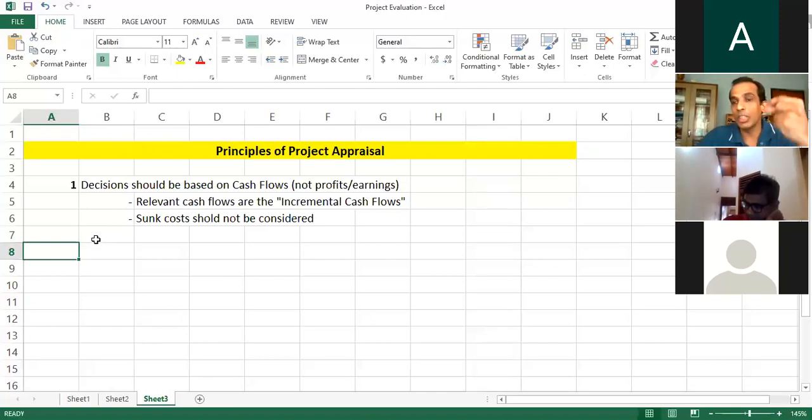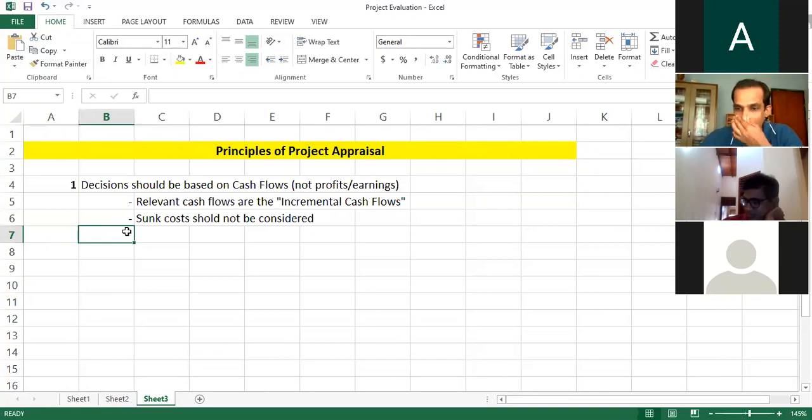Why? Because it is incremental, right? Because this also can affect positively or negatively. For example, when the firm decides to produce a new product, what are the possible externalities? Due to the new product, it may affect the existing product positively. The demand for the existing product also can increase. Then what is that? That is a positive externality.